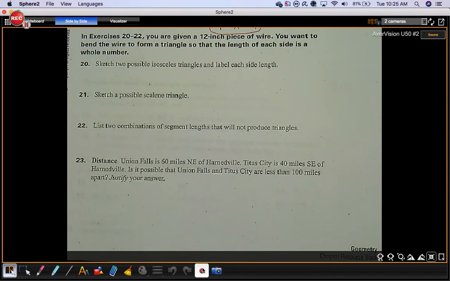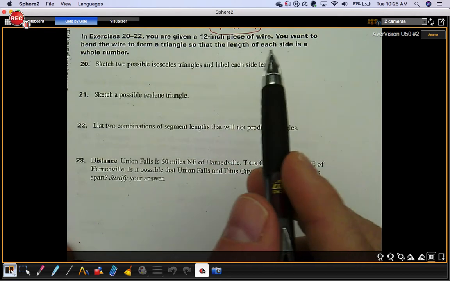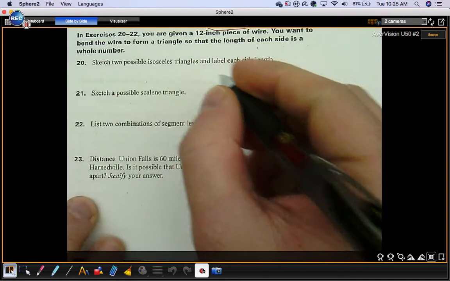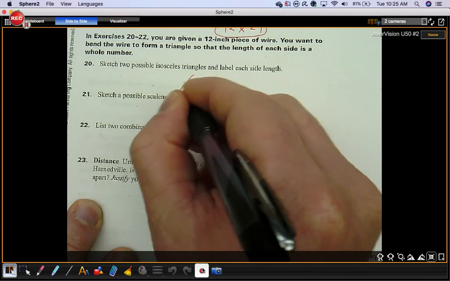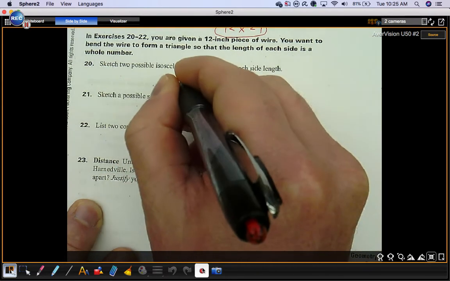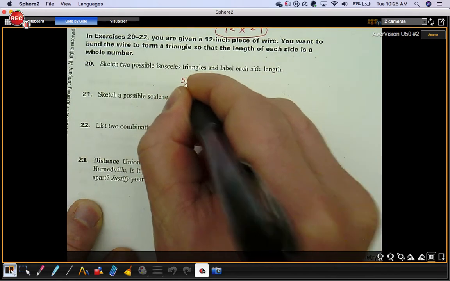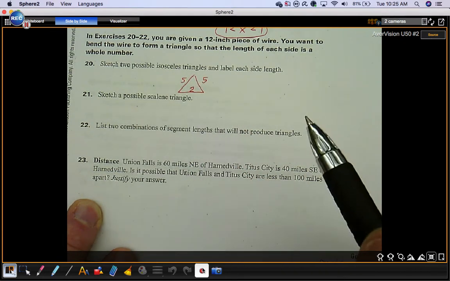20 through 22, you're given a 12-inch piece of wire. You want to bend the wire to form a triangle so that the length of each side is a whole number. So your perimeter needs to be 12 basically. So you're bending this wire to make a triangle. Sketch 2 possible isosceles triangles and label each side length. Alright, so we need isosceles. What if I do 5 and 5? My third side would be 2. 5, 5, and 2 gives me 12. That makes that triangle. That's isosceles.